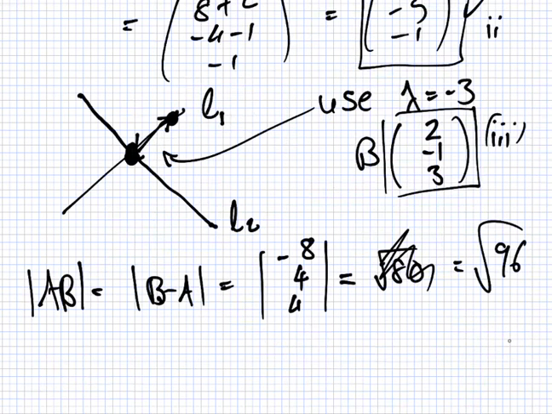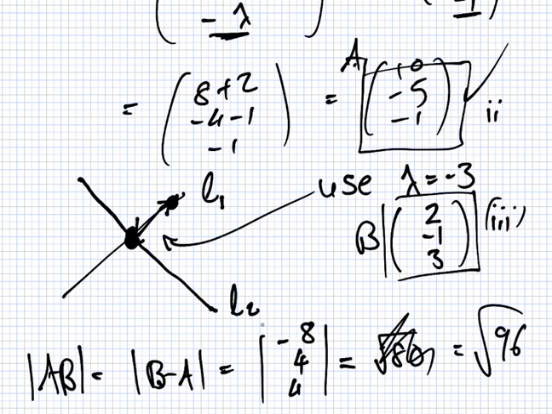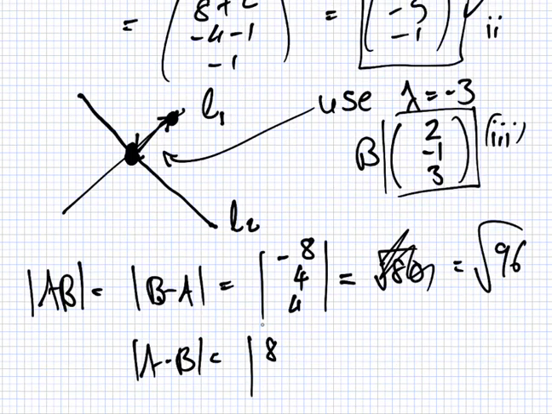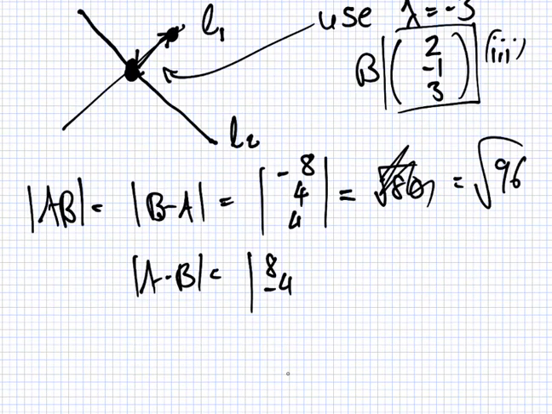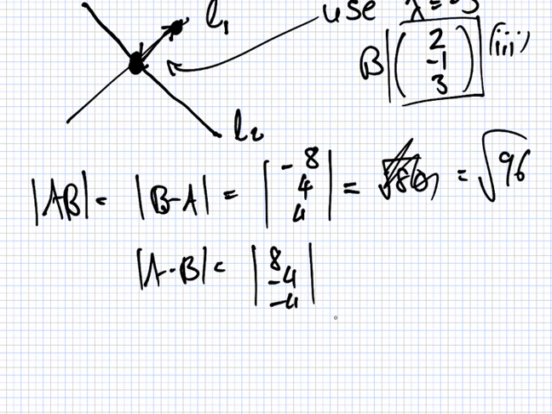Actually, here, Sunita, let's have a look at A minus B just to see. So A minus B will be 10 minus 2, which is 8. Minus 5, minus 1 is minus 4. And then minus 1 minus 3 is minus 4. So you see how the numbers are the same, but just a different sign? It doesn't actually matter because you're going to have to square them. So it'll be square root 64, 16, and 16. So it's still the same answer.